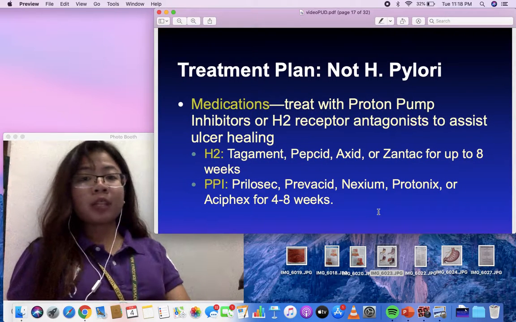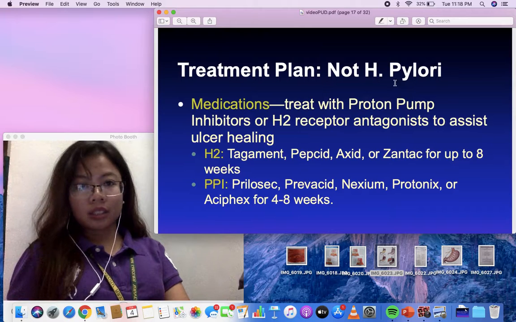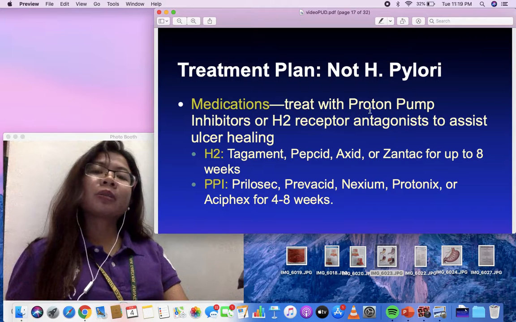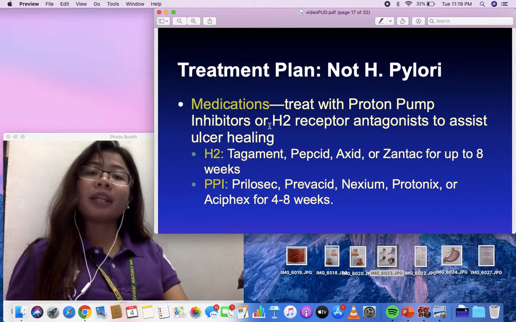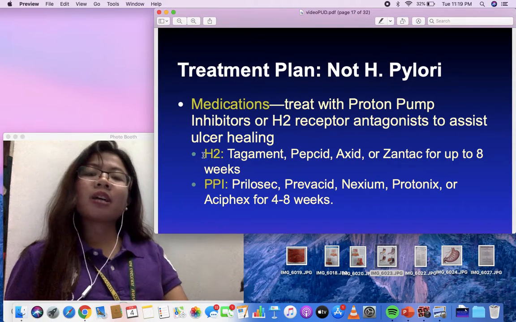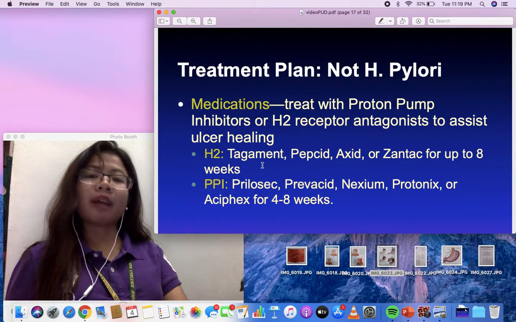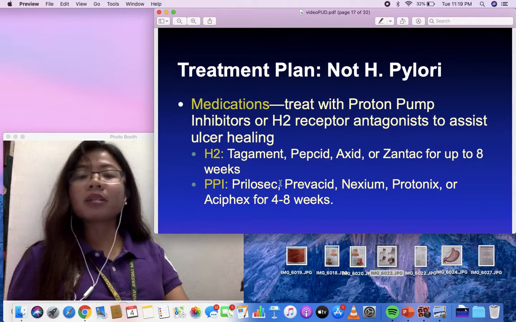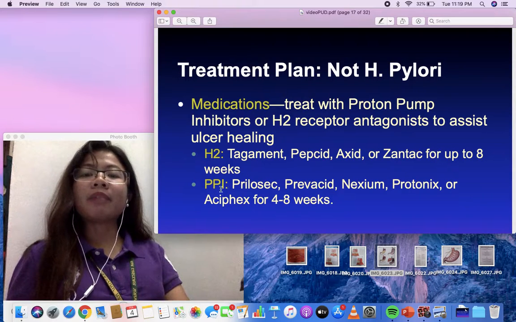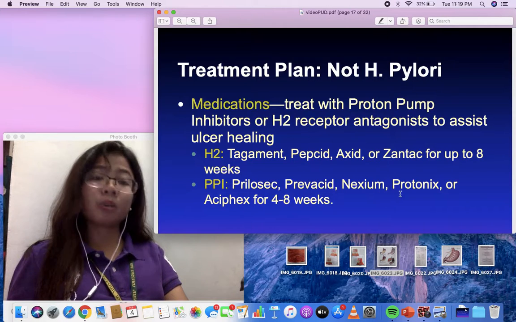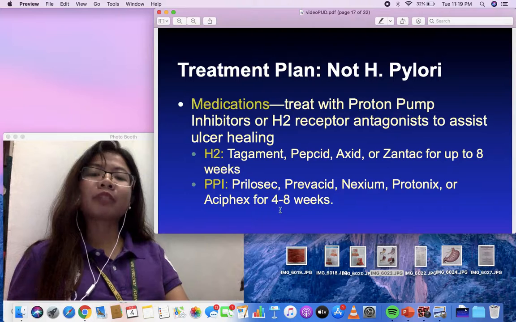And this is the difference between the treatment with and without Helicobacter pylori. Here are the medications. The treatment would be proton pump inhibitors or the PPI or H2 receptor antagonists to assist ulcer healing. Here are the samples for H2 and PPI. For H2, we have the Tagamet, Pepcid, Axid, or Zantac for up to 8 weeks. Then for the PPI or the proton pump inhibitors, we have the Prilosec, Prevacid, Nexium, Protonix, or Aciphex for 4 to 8 weeks.